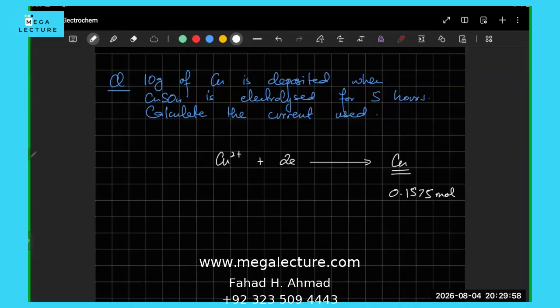We will find the moles of electrons, so ratio. Okay, it's 2 times this. It's 0.315. Acha, you've got the mole of electrons now. What do you do? We have to find the current, so we'll multiply.